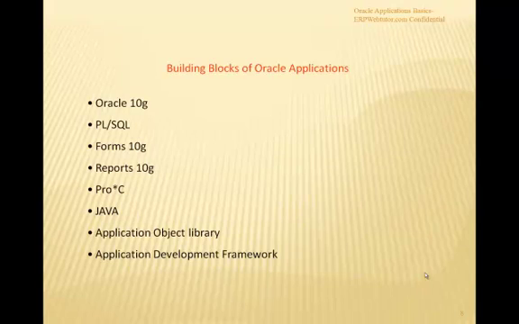In this slide, we are talking about the building blocks of Oracle applications. As we can see, we have Oracle 10g, which is the database that Oracle Apps uses. PL/SQL is the main programming language used to build scripts and other API calls. The screens for 11i, or 11.5.9, 10, and also most of R12 use Forms 10g as the screens. Reports 10g is also used by Oracle to provide all the standard reports with the ERP suites.